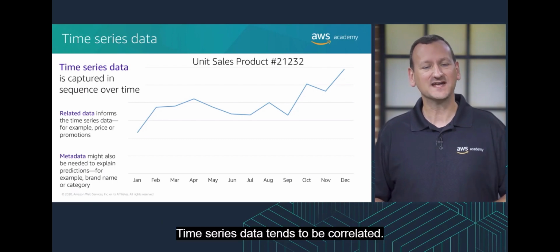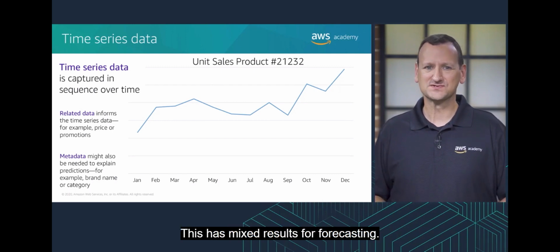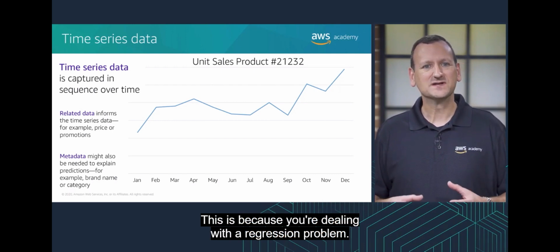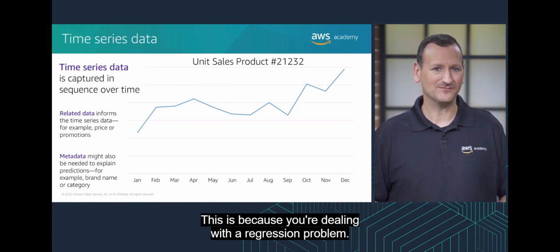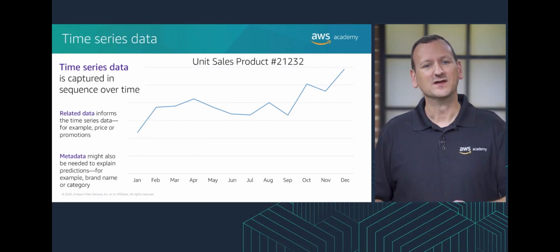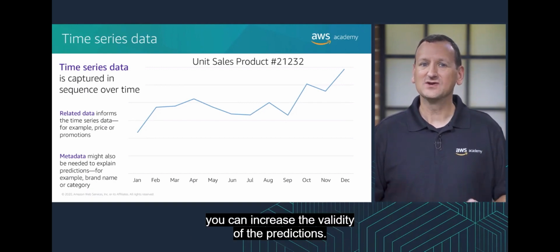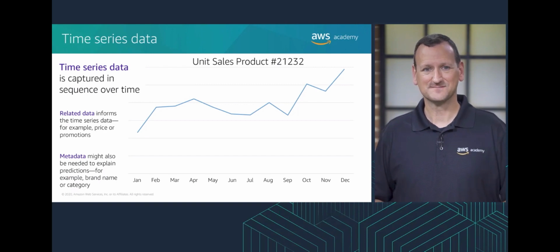Time series data tends to be correlated. This means that there's a dependency between data points. This has mixed results for forecasting. This is because you're dealing with a regression problem, and regression assumes that data points are independent. You need to develop a method for dealing with data dependence so you can increase the validity of the predictions.